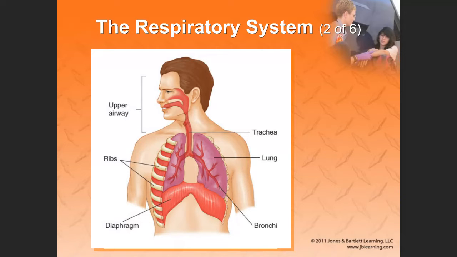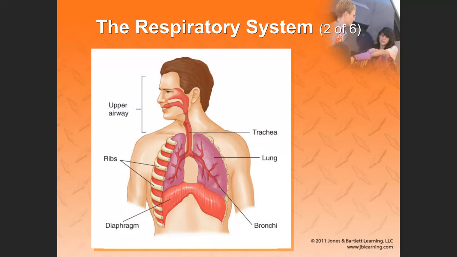Now, if there is good movement of the chest, meaning there's good inhalation and exhalation, and there's sufficient oxygen present, then we will eventually get good exchange of oxygen and carbon dioxide. And that is what we call respiration.